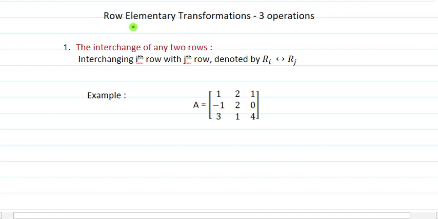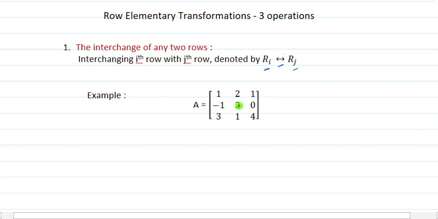Let us begin with row elementary transformations. In this we will deal with three types of operations. Let us discuss one by one. Number one is the interchange of any two rows. This operation implies that we can interchange any two rows with each other, and this operation is denoted by Ri interchanged with Rj. This is the symbol of interchanging.